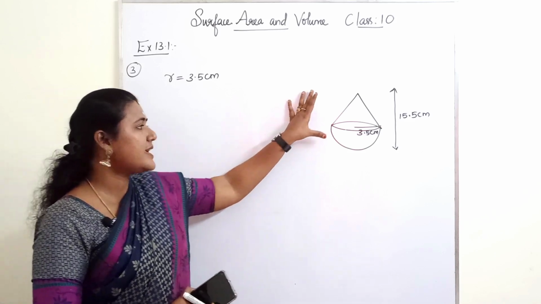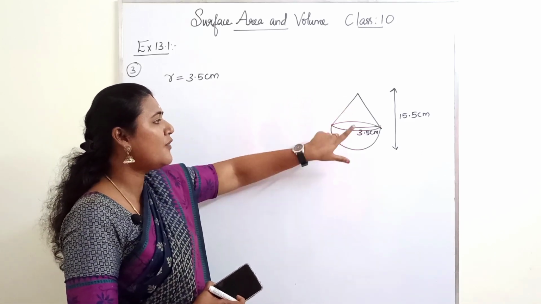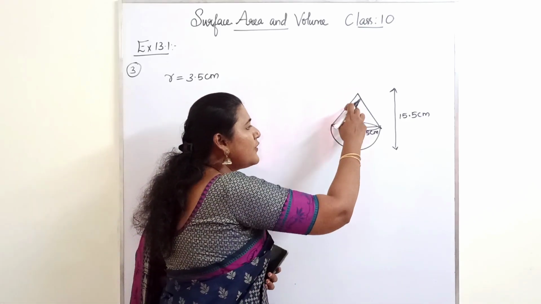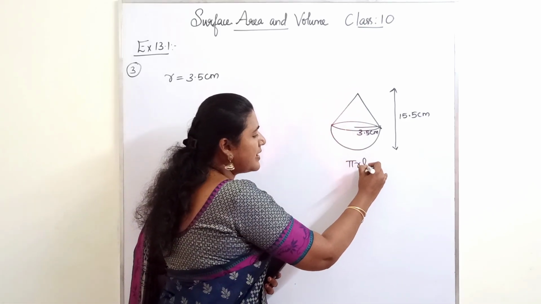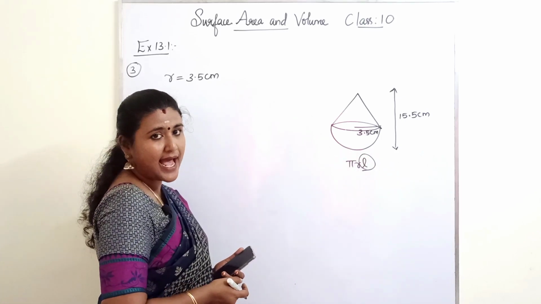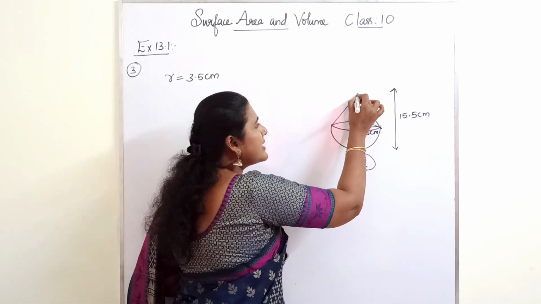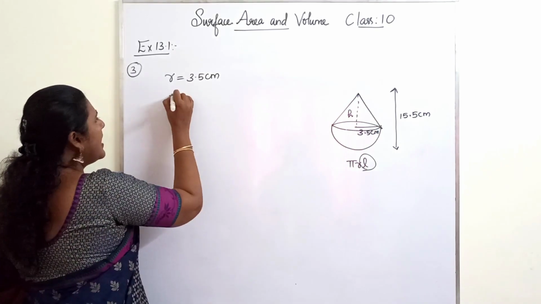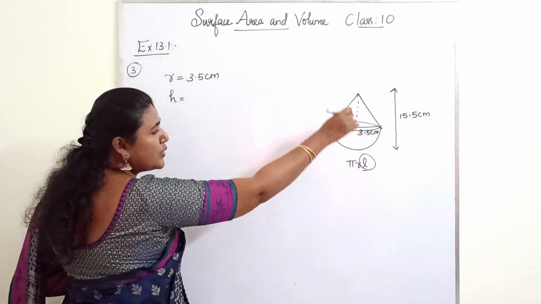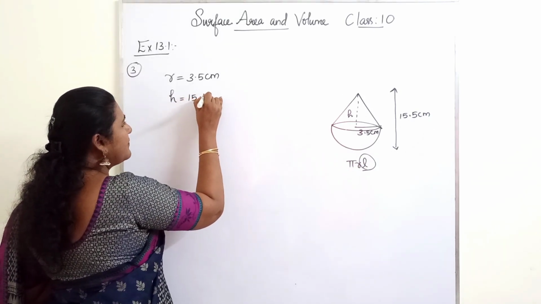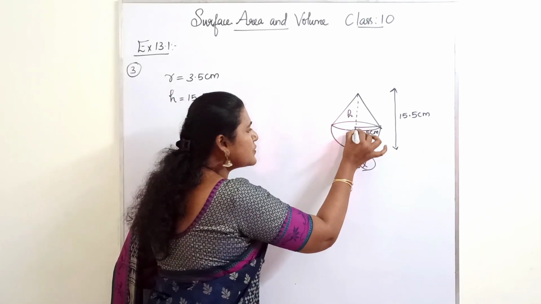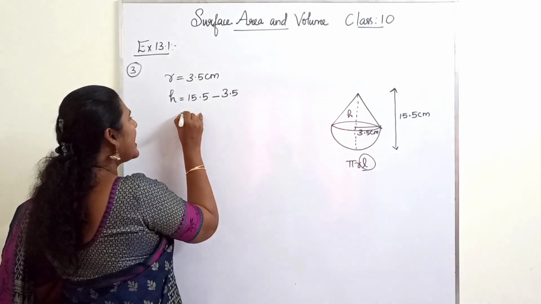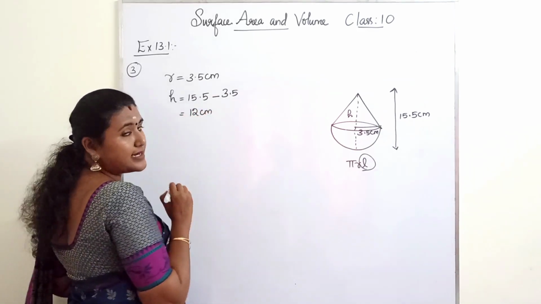So you know that TSA will be the sum of CSA of cone plus CSA of hemisphere. So for finding the CSA of cone, the formula is pi r L. So you need slant height L. So how will you find the slant height? For that first we have to find the height of the cone. Height h is equal to total height 15.5 minus this portion, which is actually the radius of the hemisphere, that is 3.5. So the height of the cone will be 12 centimeter.